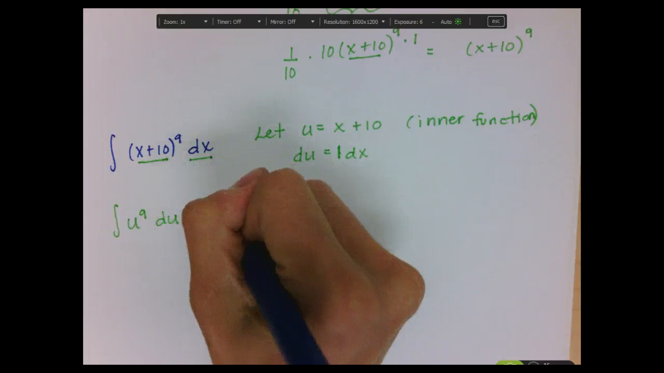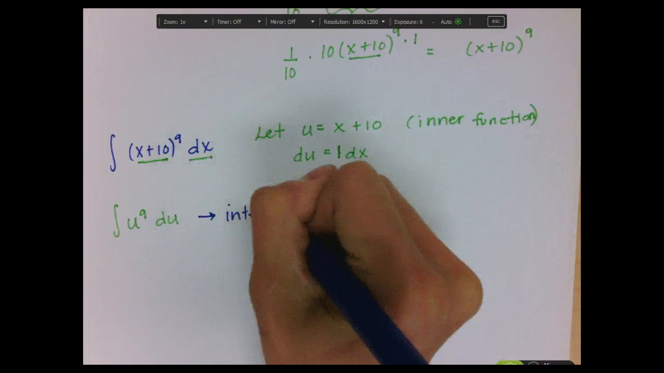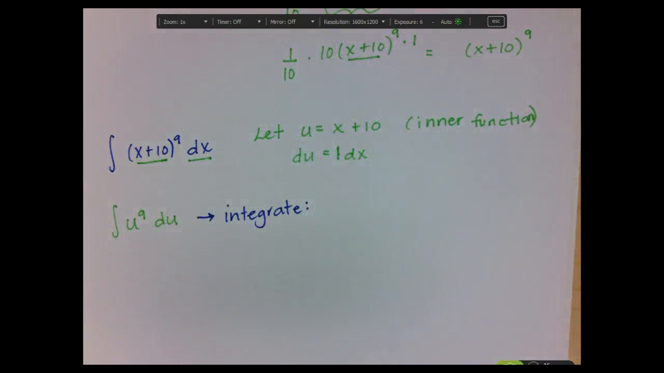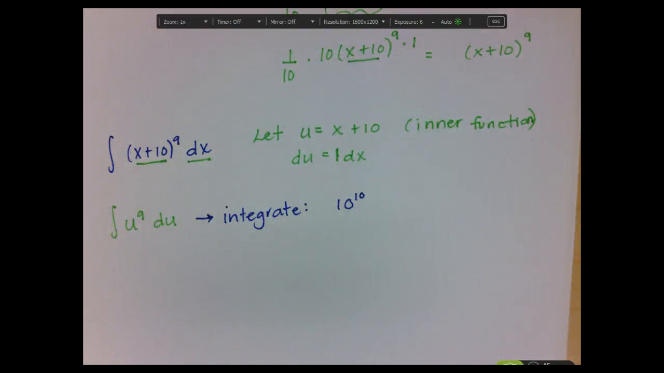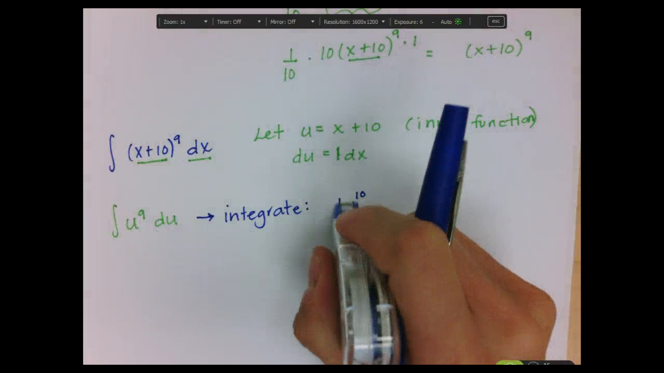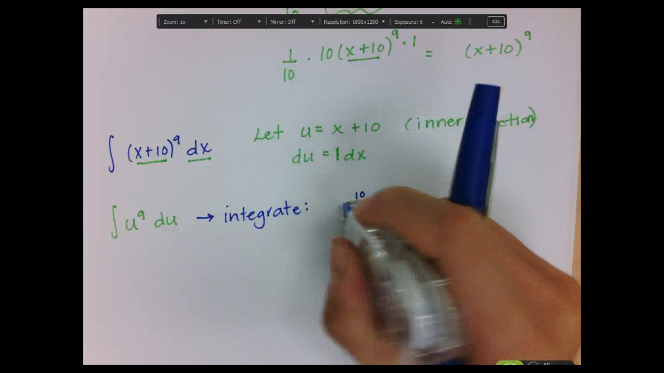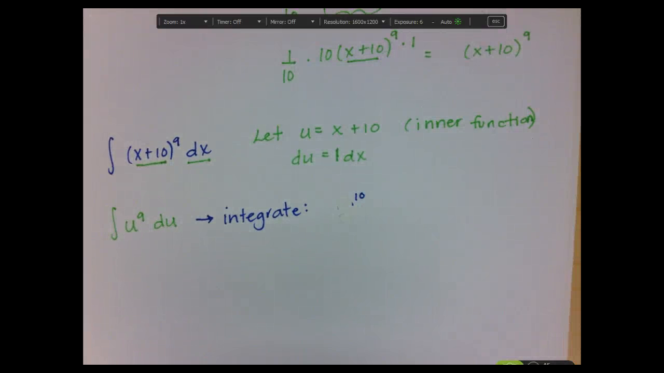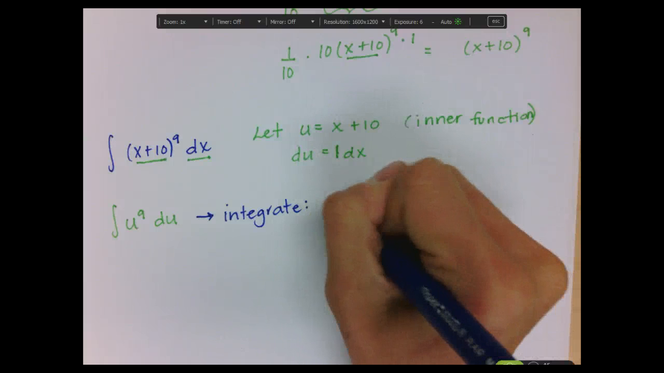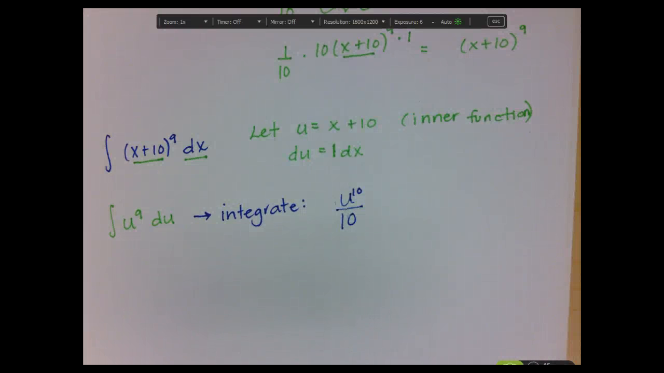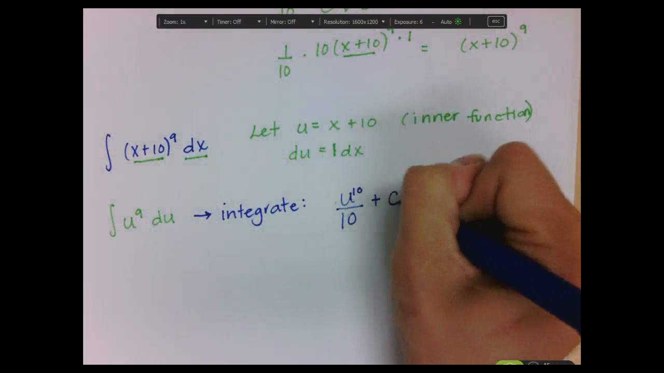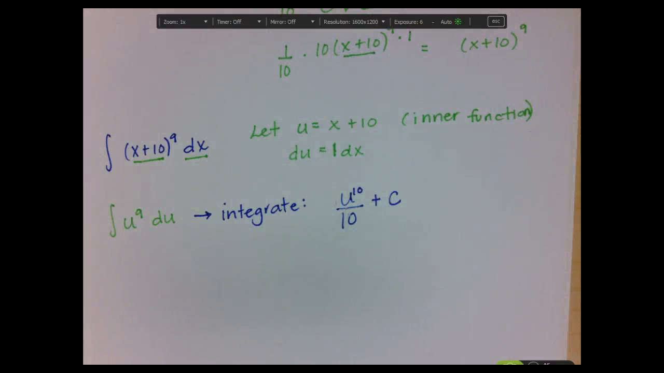Now let's integrate. So I'm integrating with respect to u, and all I have to do is use the power rule. Sorry, that's supposed to say u to the 10th. Okay, much better. So u to the 10th over 10. So we're just using a really easy power rule to integrate that u function, and then of course we have to add a constant because it's an indefinite integral.